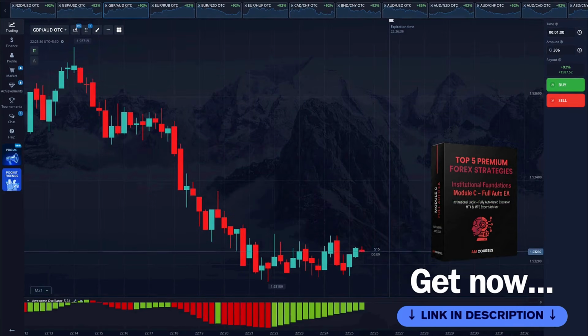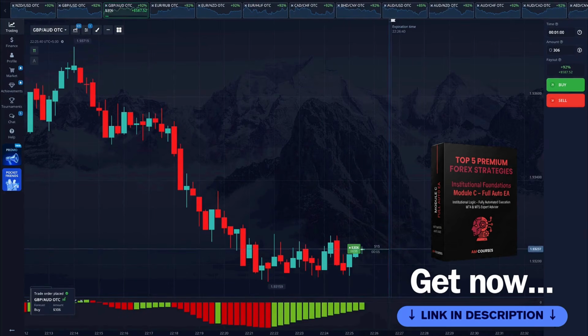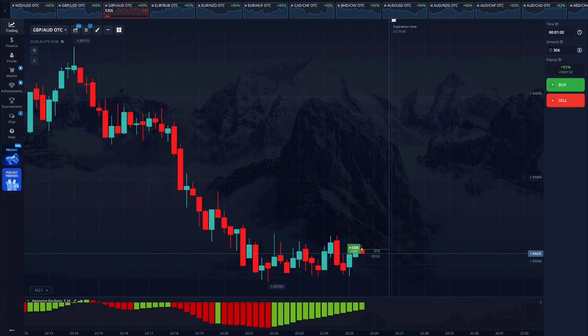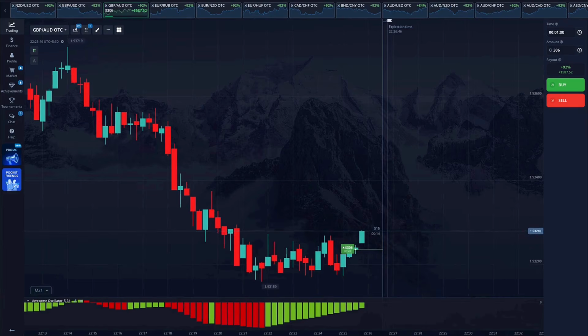Now let me explain this buy trade very clearly, because this part is very important for learning. At first, you can see that a buy trade was taken while the market was moving sideways. This was not a perfect trade setup. In a sideways market, price does not have clear direction, so buy trades like this should normally be avoided. I took this trade only as an example to show you what not to do.